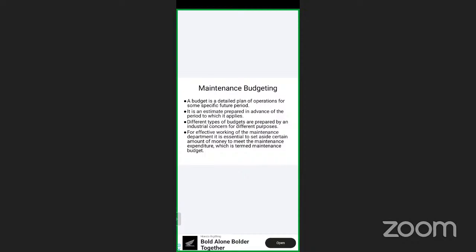For effective working of the maintenance department, it is essential to set aside a certain amount of money to meet the maintenance expenditure, which is termed the maintenance budget. So we are preparing a budget based on our past and our technical knowledge, like this is how we are going to spend the amount on our maintenance. The maintenance budget is all about that.